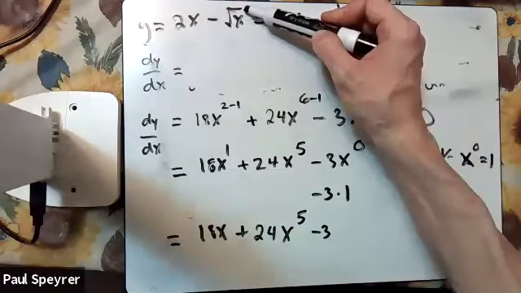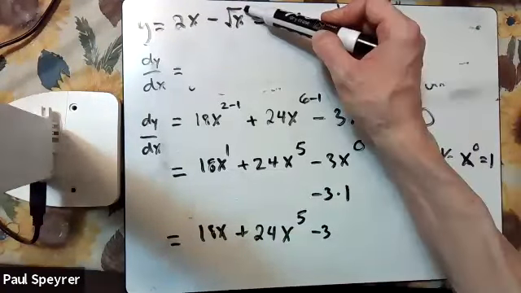Remember, there's 2x to the first, right? If you need to put the 1, that's fine. So we do the power rule again. You go 1 times 2, right? 1 times 2 is 2, and then we have x to the n minus 1 power, or 1 minus 1.